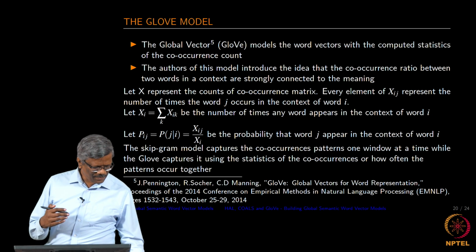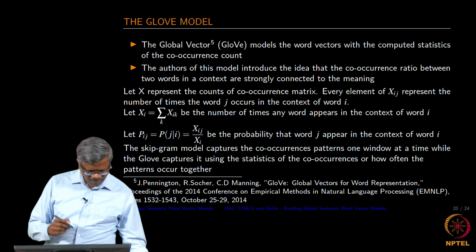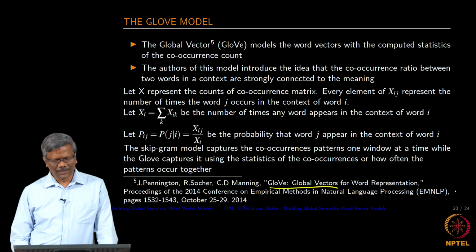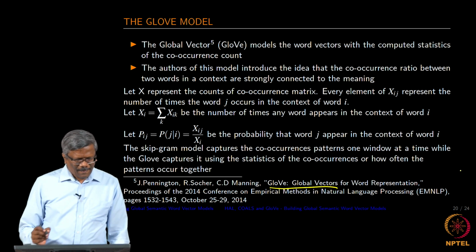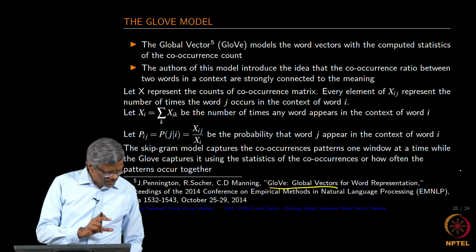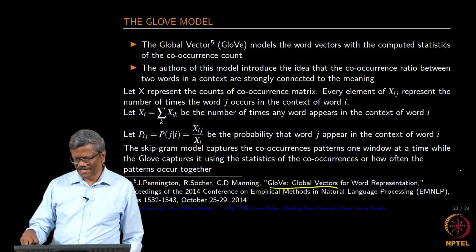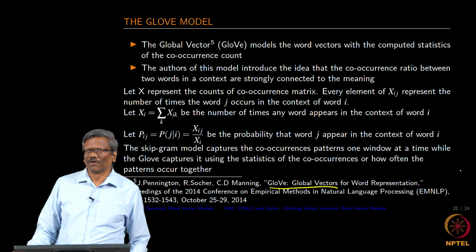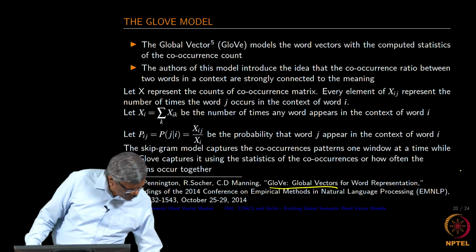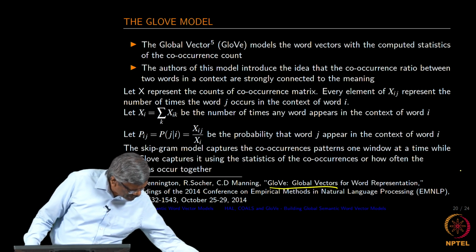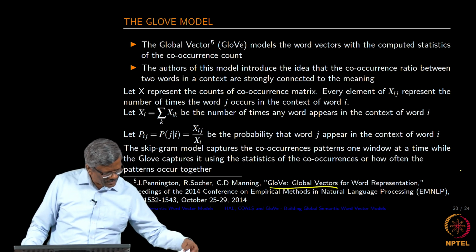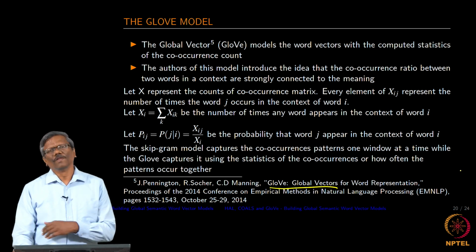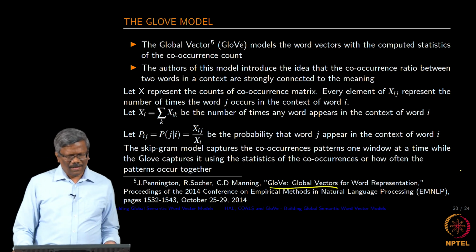This paper is written by Pennington and others. This is available again for you to read. There is a very small section for analogy computation, especially for the global vector or the GloVe model. It is about 1 or 2 paragraphs. I would like you to go and read that. So, they use that as a downstream application to prove that the GloVe model really solves the analogy problems.